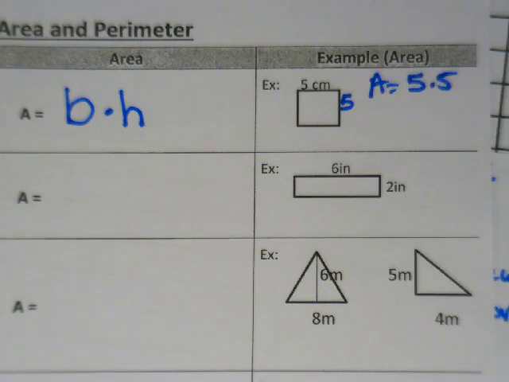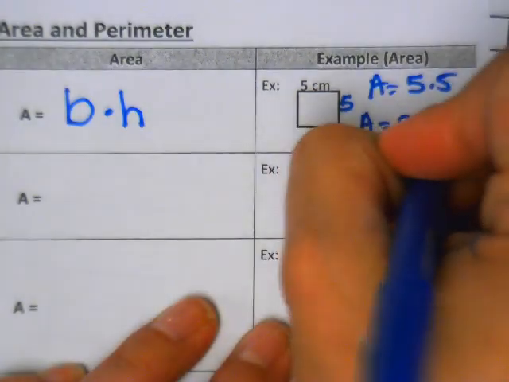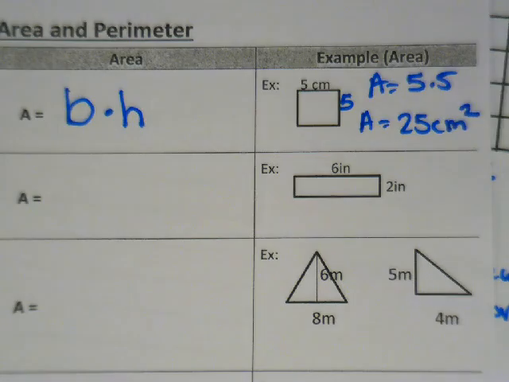What are my units? Centimeters squared. All right. 25 centimeters squared. Yay.